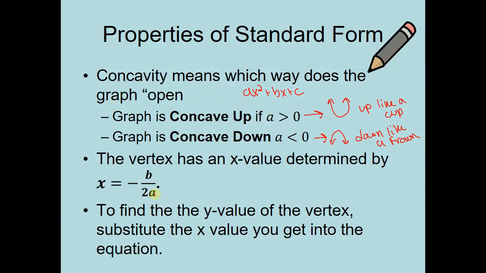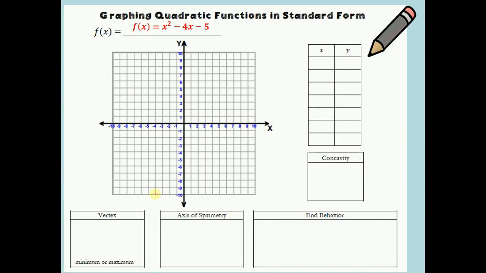So let's try an example here using our organizer. The equation we're going to solve is f of x equals x squared minus 4x minus 5. That's what we're going to graph. So the very first thing, let's find our vertex. I'm going to do my negative b over 2a, so that would be 4 over 2 times 1, AKA 4 over 2, AKA 2. So that's my x value of my vertex.